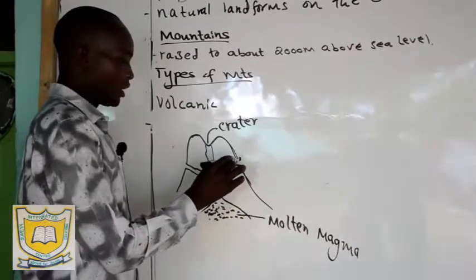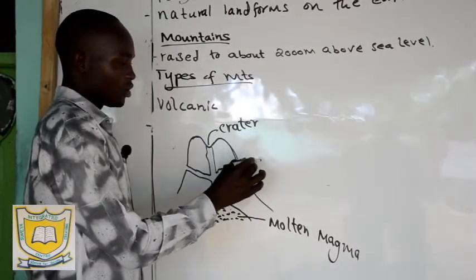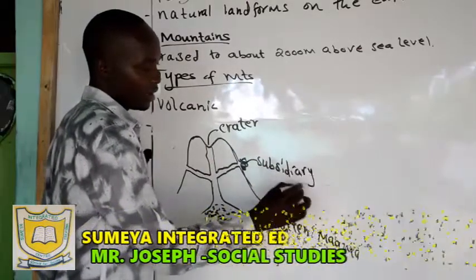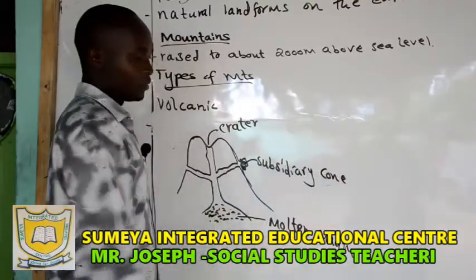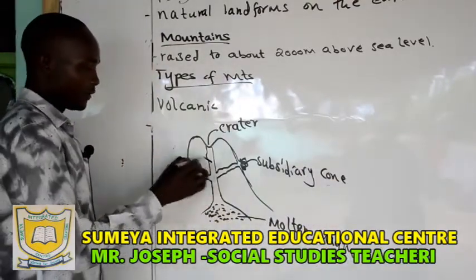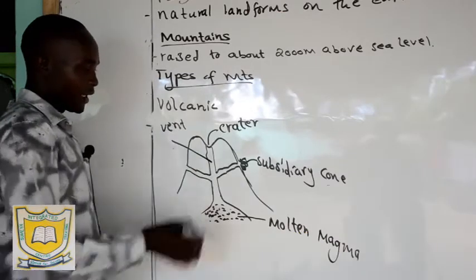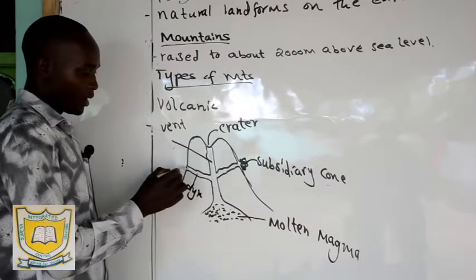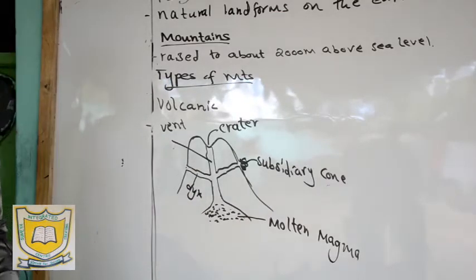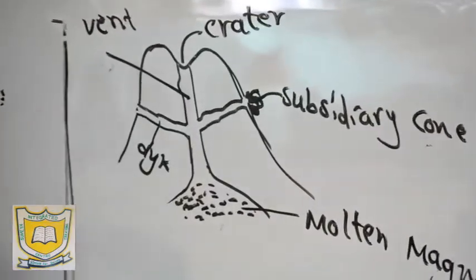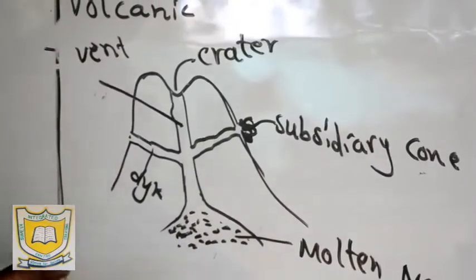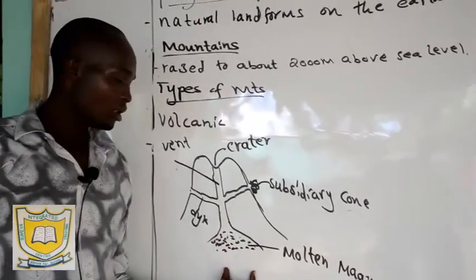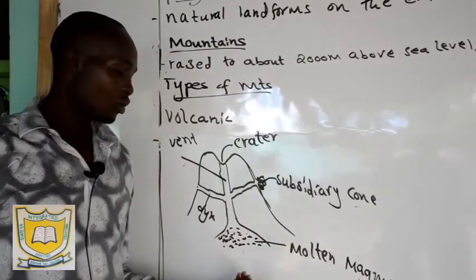Then here we have what we call the subsidiary cone. Then this one is called the vent, the main pipe, and this one is called the dike, like that. So that is a volcanic mountain. And maybe briefly to explain how it is formed. A volcanic mountain is formed when we have molten magma. It is in liquid form and very thick and also very hot.